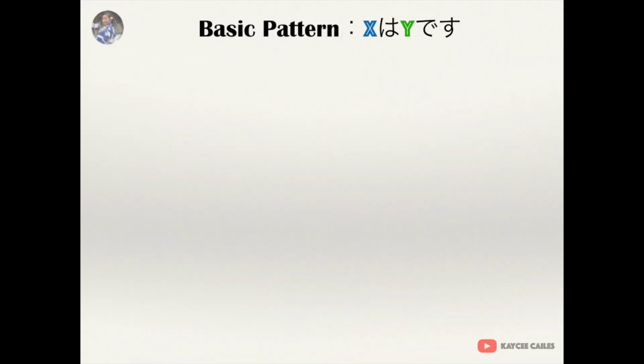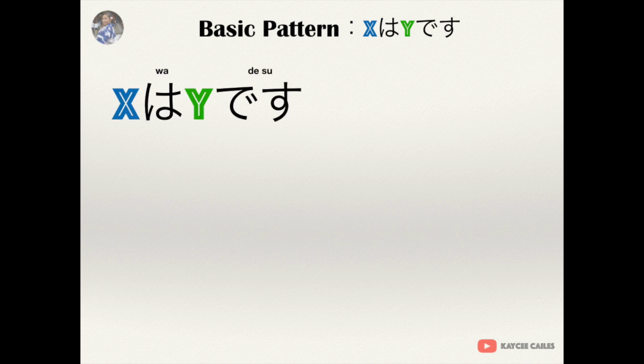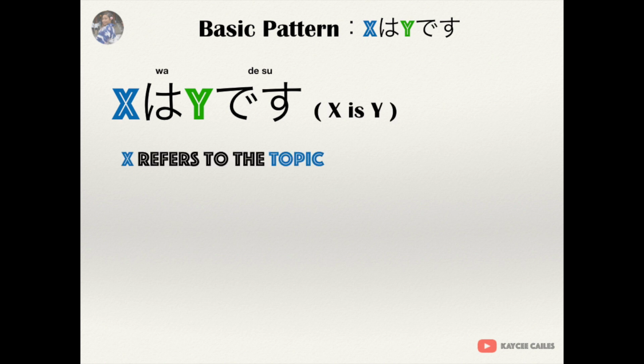As mentioned earlier, we will be using the X wa, Y desu pattern, which in English is X is Y. X refers to the topic. So, ano ba yung topic? Topic is the one that you would like to discuss in your sentence, whereas Y refers to your comment. So, this is your comment or your opinion about the topic.